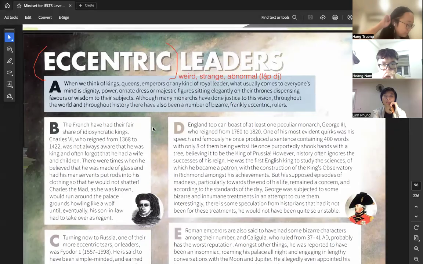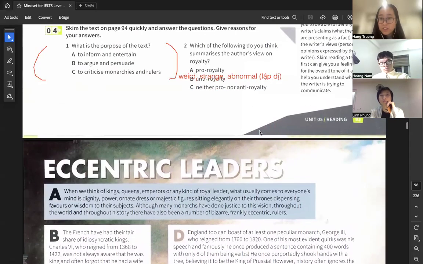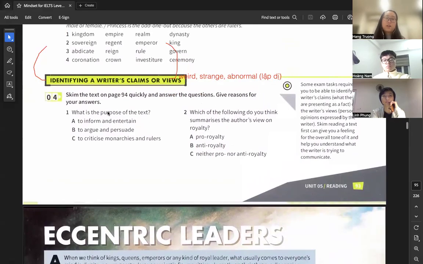I also like it. So before we do some questions, try to answer some questions, yes, no, not given questions related to this. Let's look at the questions on the previous page, page 93. Now, skim the text quickly and answer the questions. What is the purpose of the text? Okay, to inform and entertain, or to argue and persuade?